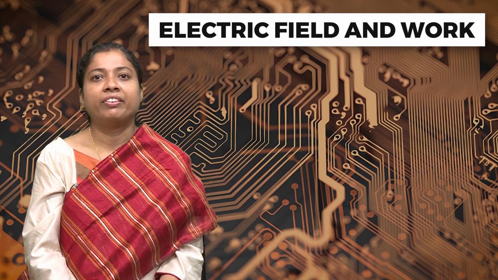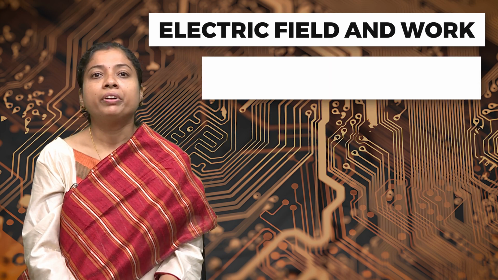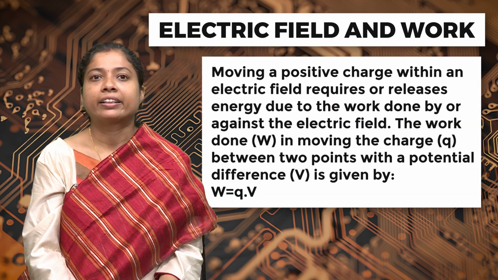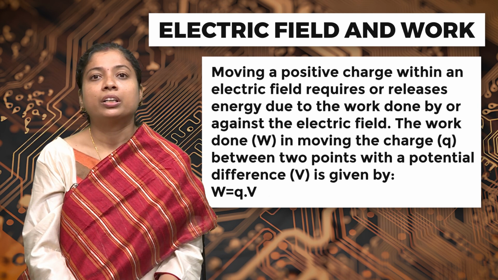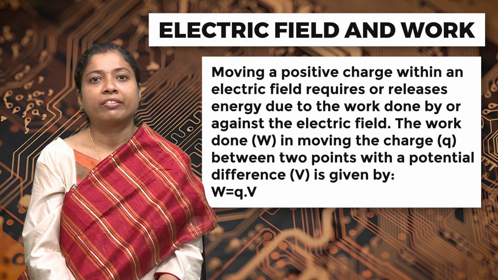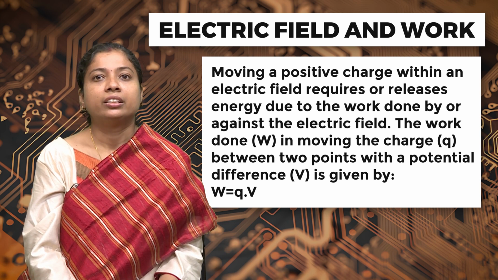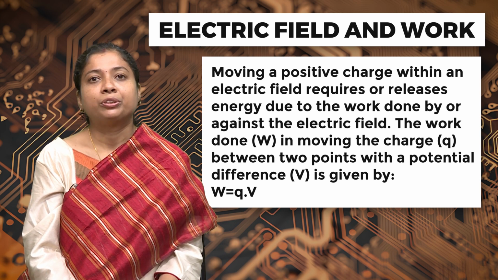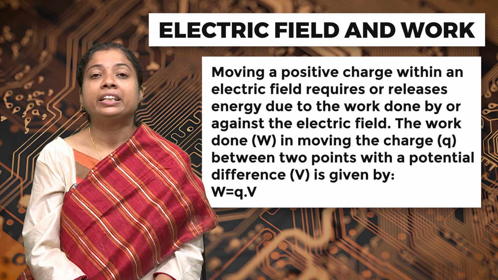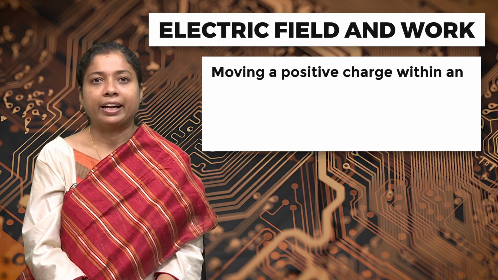Next, electric field and work. Moving a positive charge within an electric field requires or releases energy due to work done against the electric field. The work done W in moving the charge Q between two points with potential difference V is given by this relation between the work and the charge: W equals Q times V, where V is the potential difference between them.